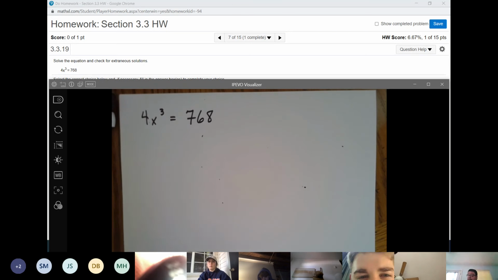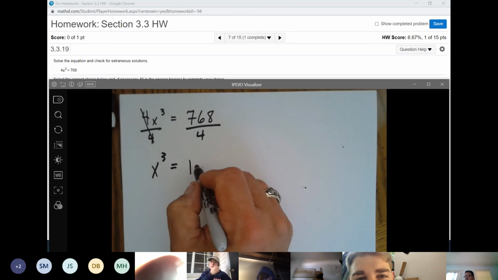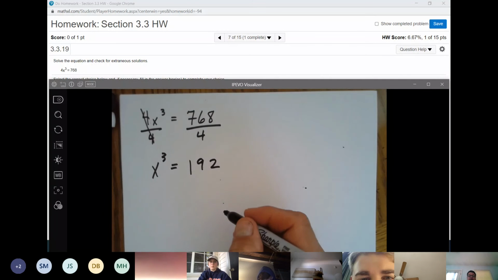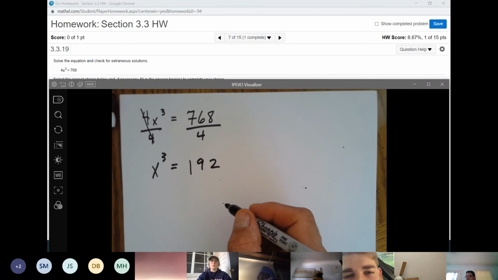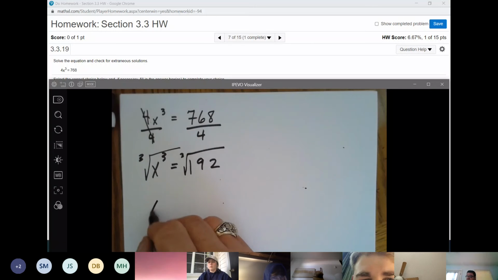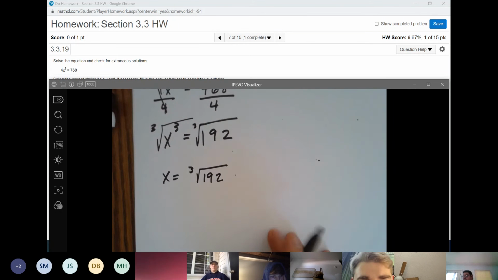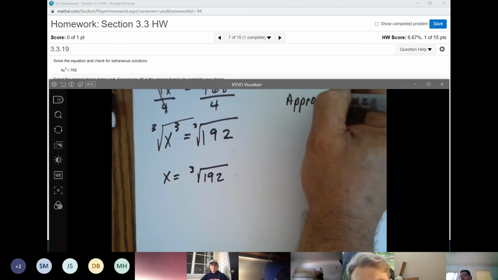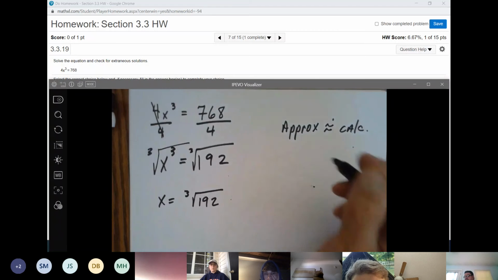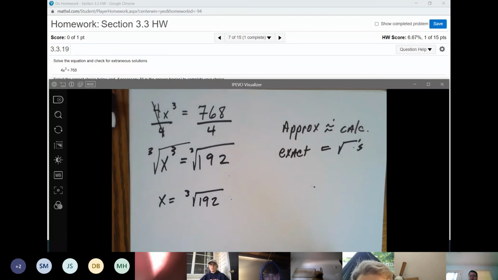So divide by 4. Divide by 4. X cubed is equal to 192. 4 will go into 36 nine times, and 2. Y'all check my math. 192? Yes or no? Yes. And take the cube root. X is equal to the cube root of 192. Now, some of these problems, they may want approximate. Approximate is done in a calculator. What if they ask for exact? You have to be exact. Exact is done with what? Radicals.